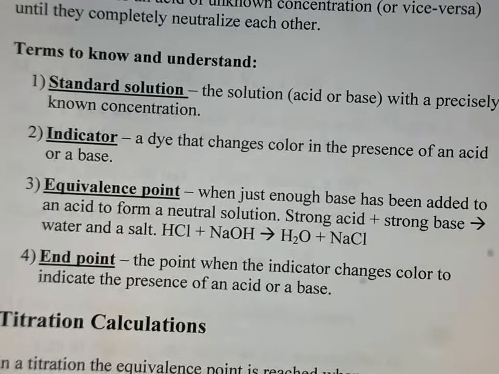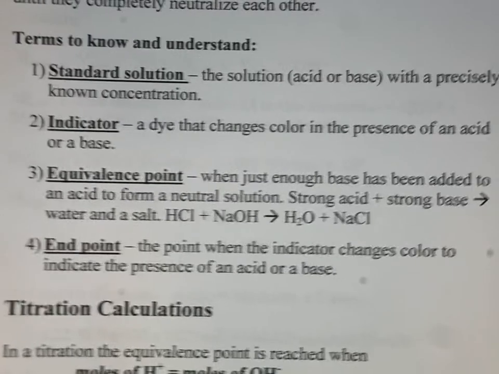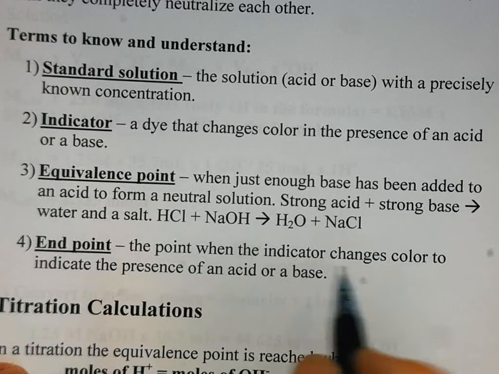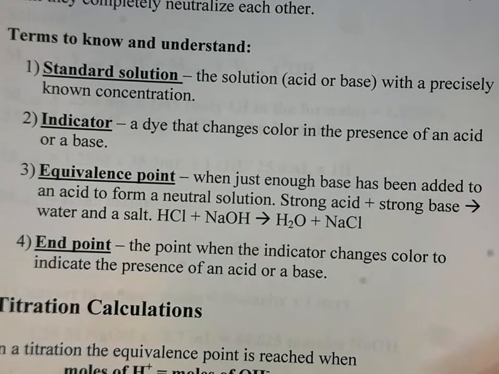And then the last thing, before you start furiously writing all these down, is the end point. This is going to be the point when the indicator, in this case the phenolphthalein, finally changes to the beginnings of a slight pink color.